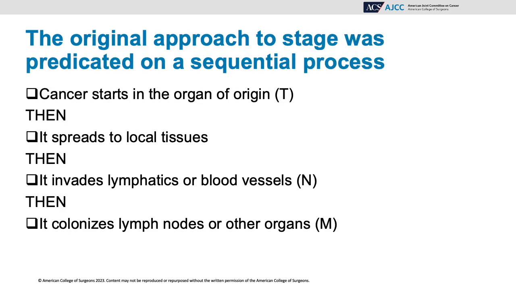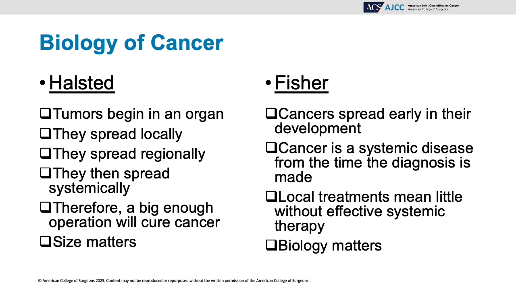The original thinking that led to the TNM system was based on the thought that cancer starts in an organ of origin, it then spreads to local tissues. From there, it can invade lymphatics or blood vessels, and then go on to colonize lymph nodes or other organs, hence the derivation of the TNM way of thinking about tumors. And if you think about the real thought leaders, Halsted thought that tumors began in an organ, it spread locally, then regionally, then systemically, and therefore, if you did a big enough operation, you could cure a cancer.